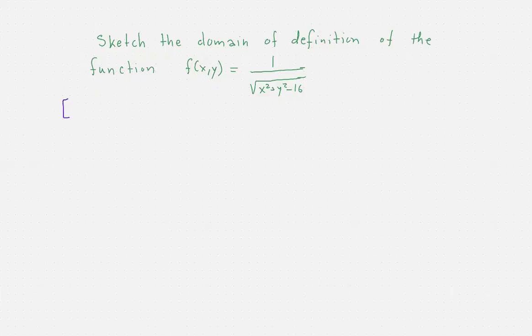So here we have a function of two variables, f of x, y equals 1 over the square root of x squared plus y squared minus 16. And we would like to determine all the points (x, y) for which this formula makes sense. That's what we call the domain of definition of the function.